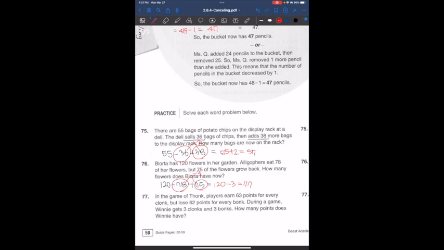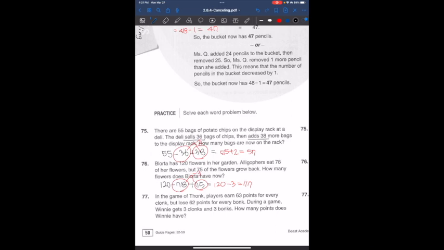Okay, so let's look at question 77. In the game of Thonk, players earn 63 points for every clonk, but lose 62 points for every bonk. During a game, Winnie gets 3 clonks and 3 bonks. How many points does Winnie have?